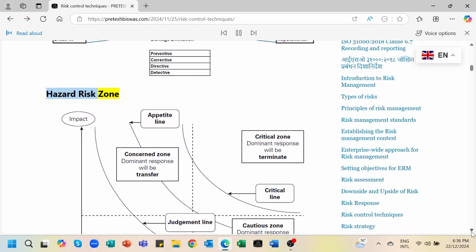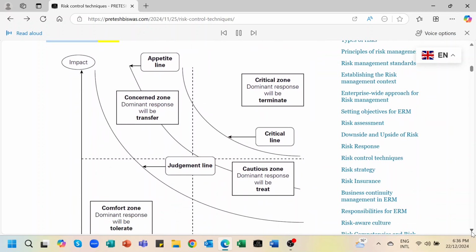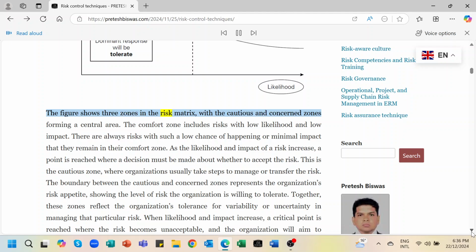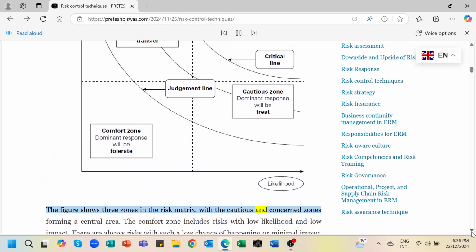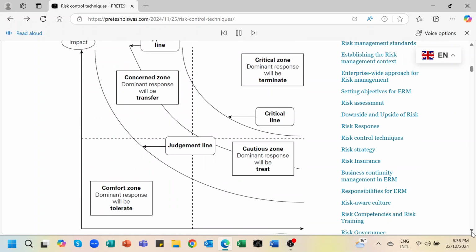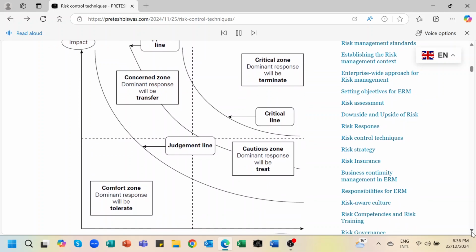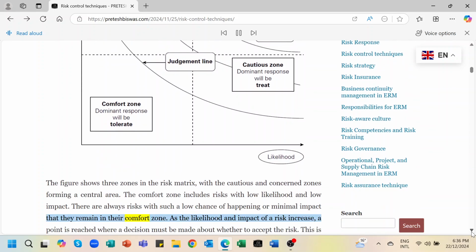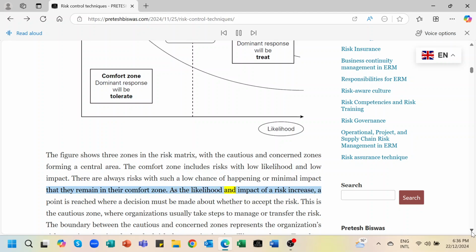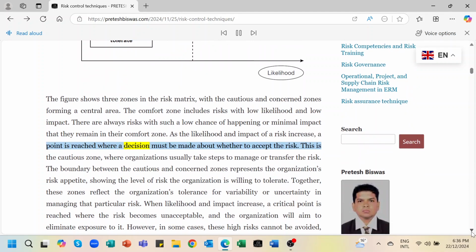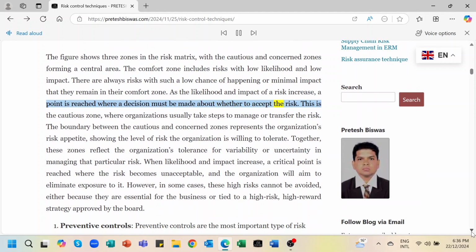Hazard risk zone. The figure shows 3 zones in the risk matrix, with the cautious and concerned zones forming a central area. The comfort zone includes risks with low likelihood and low impact. There are always risks with such a low chance of happening or minimal impact that they remain in their comfort zone. As the likelihood and impact of a risk increase, a point is reached where a decision must be made about whether to accept the risk.